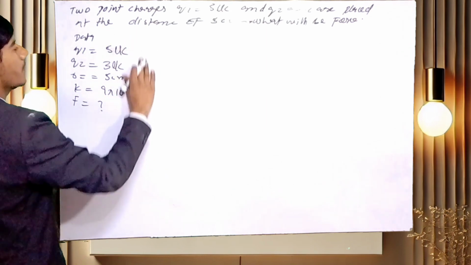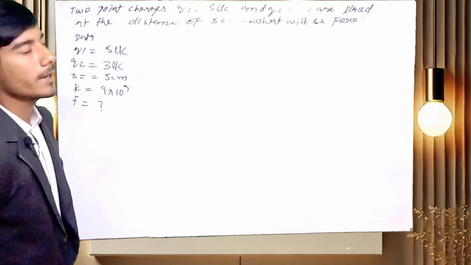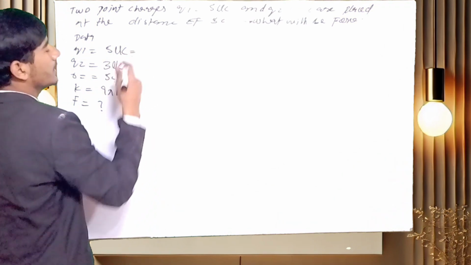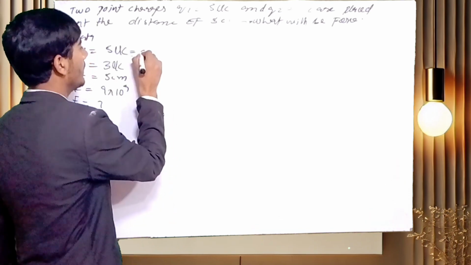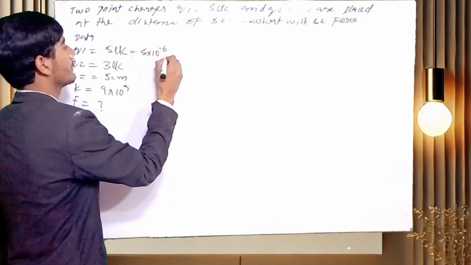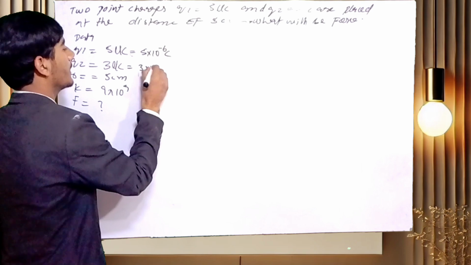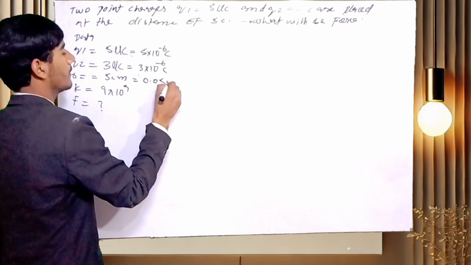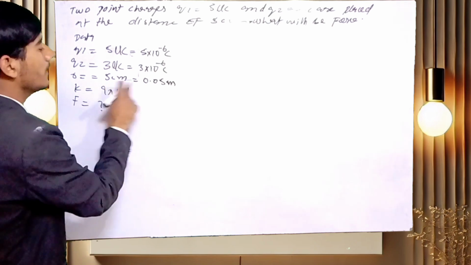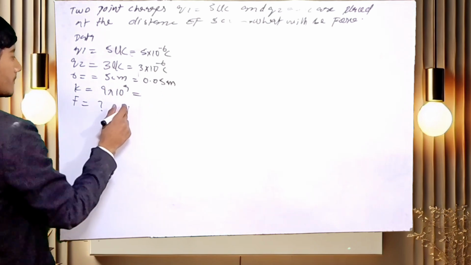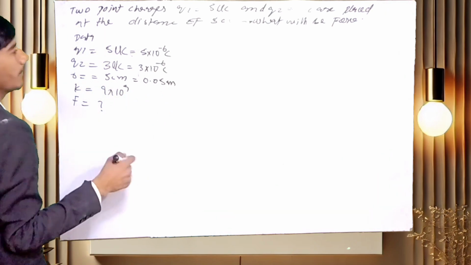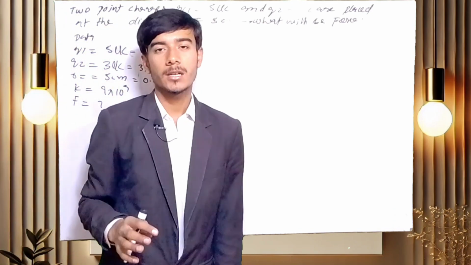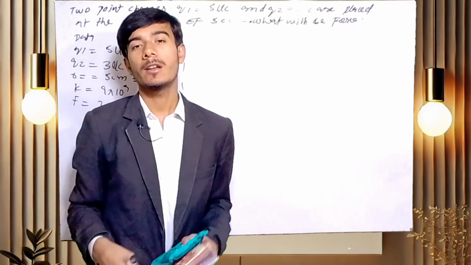First of all, if you want to write in scientific notation, micro is equal to 10 power minus 6. So 5 is 5 into 10 power minus 6 coulomb, 3 into 10 power minus 6 coulomb, and 5 centimeter is 0.05 meter. I am converting centi into meter, and 9 into 10 power 9 is the same. Now I am going to solve it. I am solving it fast because the video is getting very large.